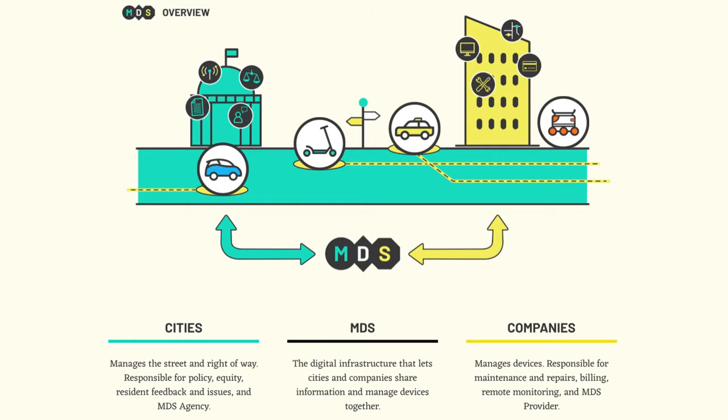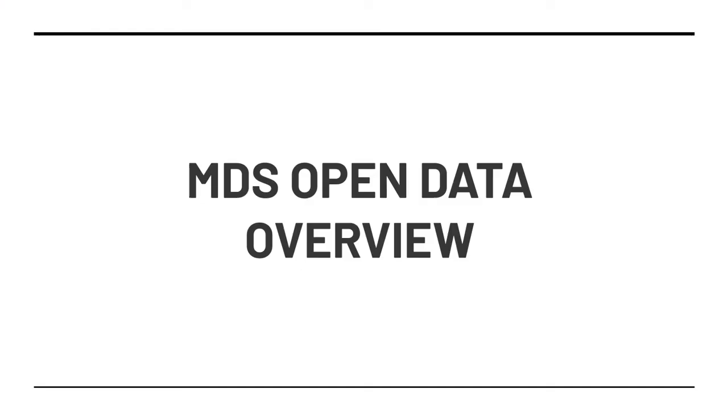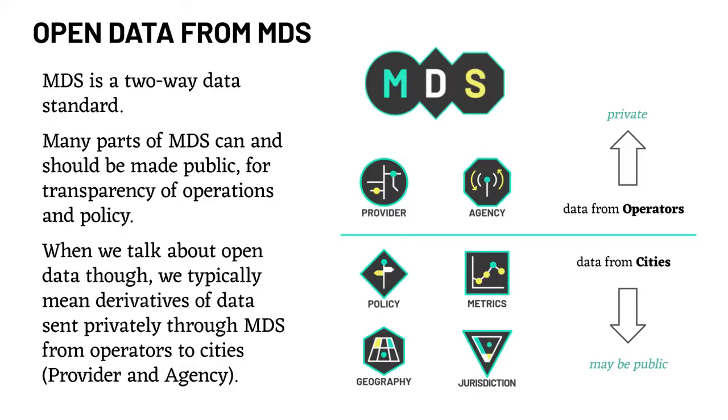So this is a picture of all that. MDS is sort of the digital plumbing that connects the government to companies to help manage the streets and sidewalks and other rights of way for all different types of shared mobility devices and vehicles. I'm going to give you a quick overview of this spec, and you can dig into more of this on GitHub. But it's a two-way data standard.